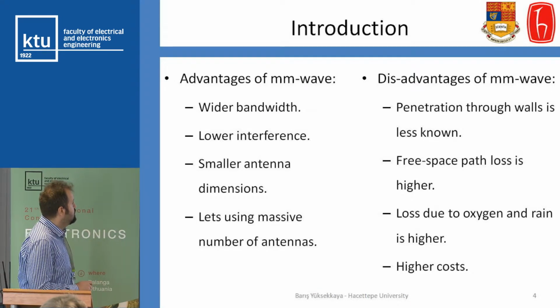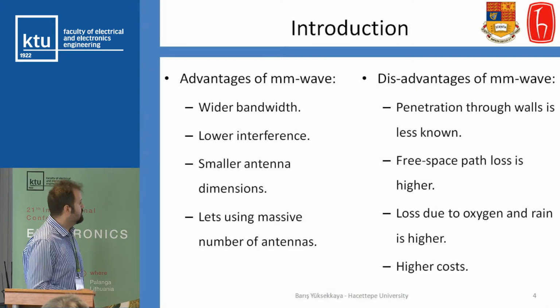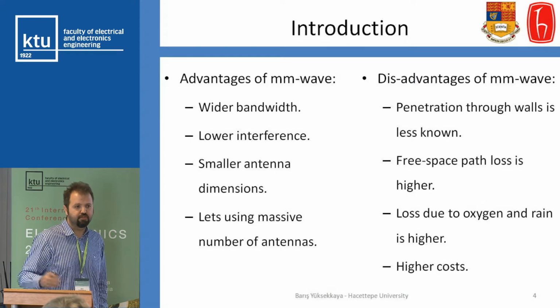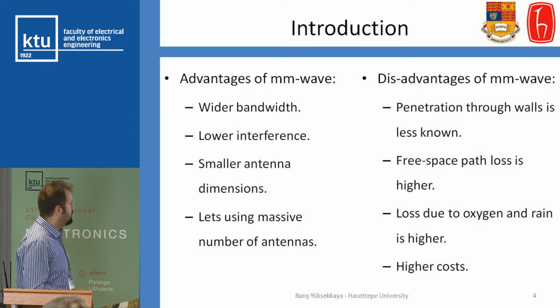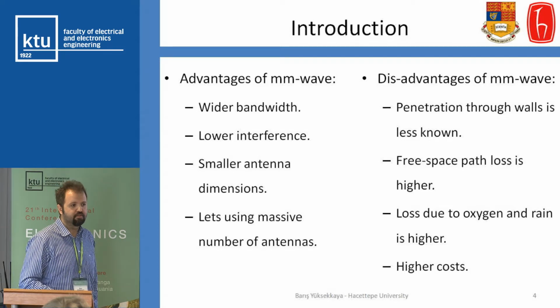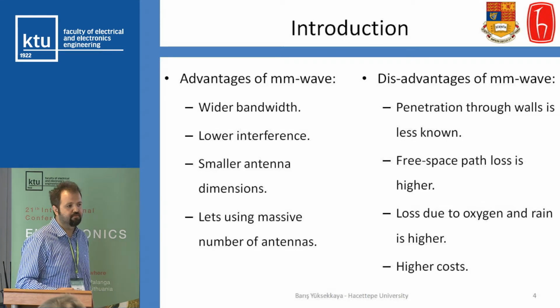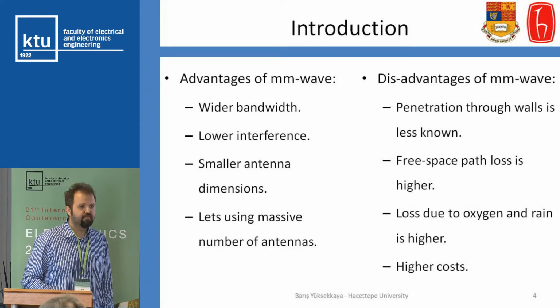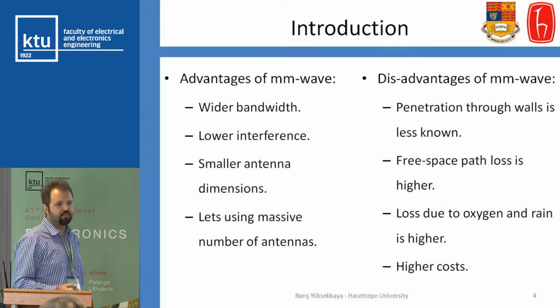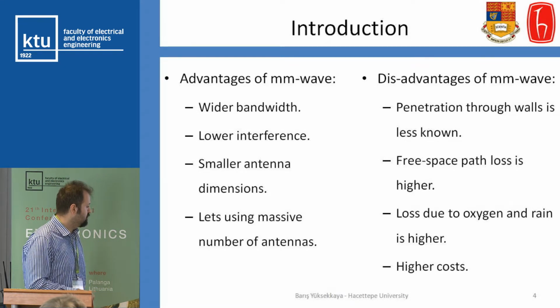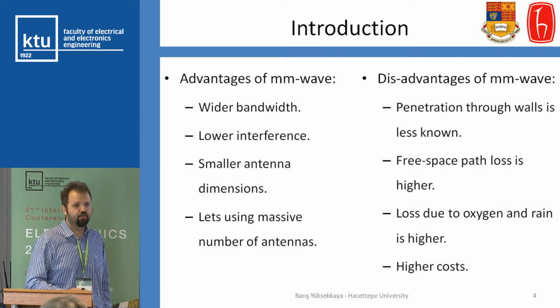Let's talk about the advantages of the millimeter wave. As I said, it has a wider bandwidth. There are some applications that use 1 to 2 gigahertz, and you can use up to 7 gigahertz in theory. And it has lower interference because there are not so many applications in this band, and this means there are fewer interferers. With the increased carrier frequency, the wavelength is small, so we can use small antennas with small distances between these antennas. So we can use a massive number of antennas in a very small area.